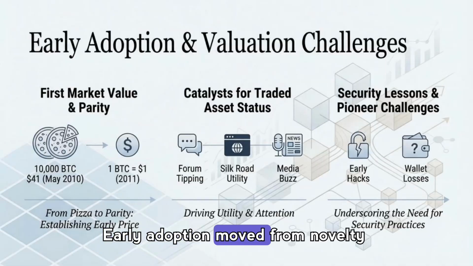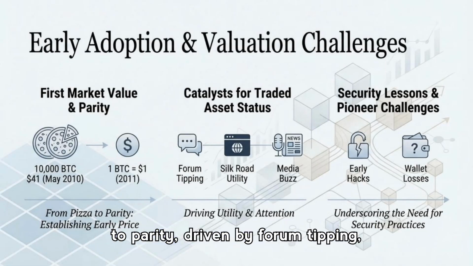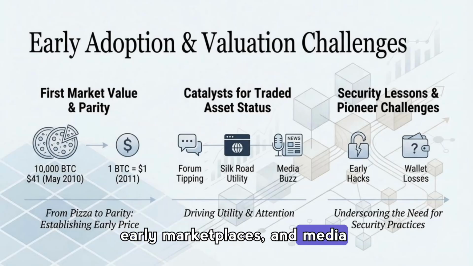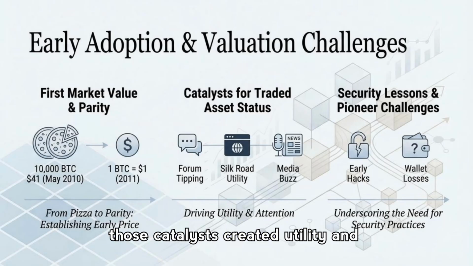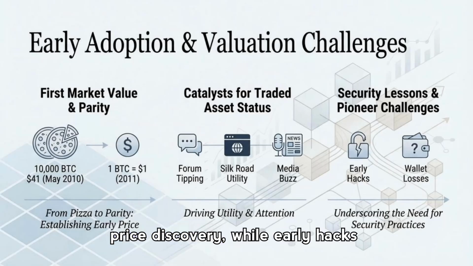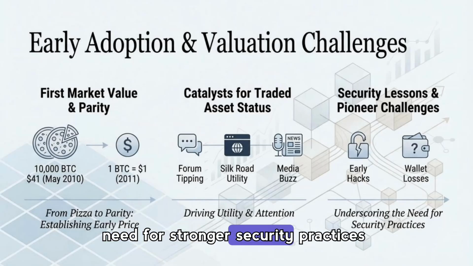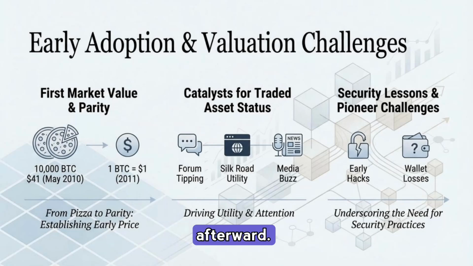Early adoption moved from novelty to traded value, famously from pizza to parity, driven by forum tipping, early marketplaces, and media attention. The slide highlights how those catalysts created utility and price discovery, while early hacks and wallet losses underscored the need for stronger security practices and user education, lessons that shaped how the ecosystem matured afterward.